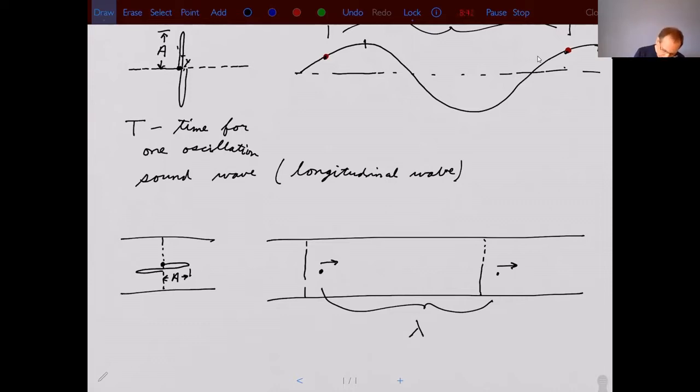And then just as before, the time for one oscillation is going to be the period. So the period is the time for one oscillation. That would be the time that it takes, say, this air molecule to oscillate back and forth. So we go from equilibrium, to the furthest possible point all the way left, and then back to equilibrium. That time would be the time for one oscillation, so that would be the period.